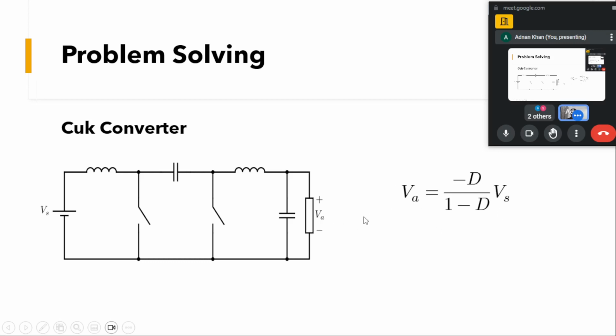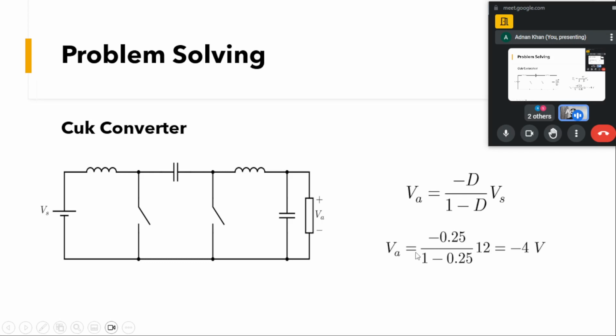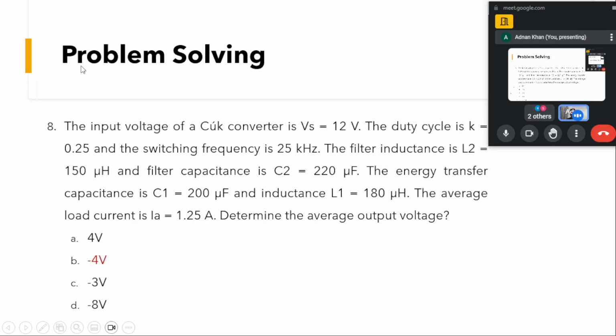Also, because we have taken the polarity in this way, and since this polarity is inverted in the buck-boost converter as well, we can have D into 1 minus D into Vs. So if we put the values here, we know D is equal to 0.25, that is given. Vs is also given, 12 volts. So the output voltage will come around to be minus 4 volts. That is the answer to this question, minus 4.